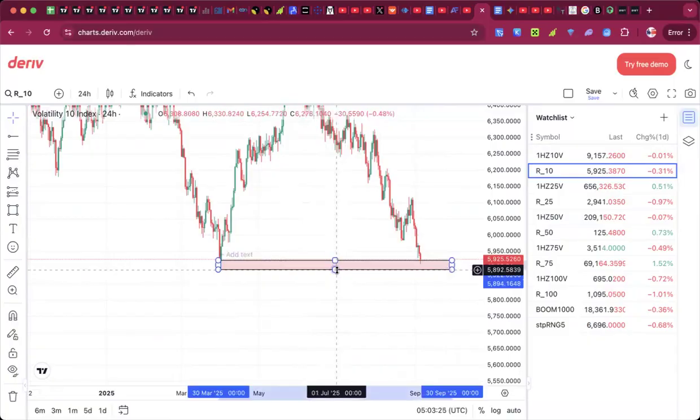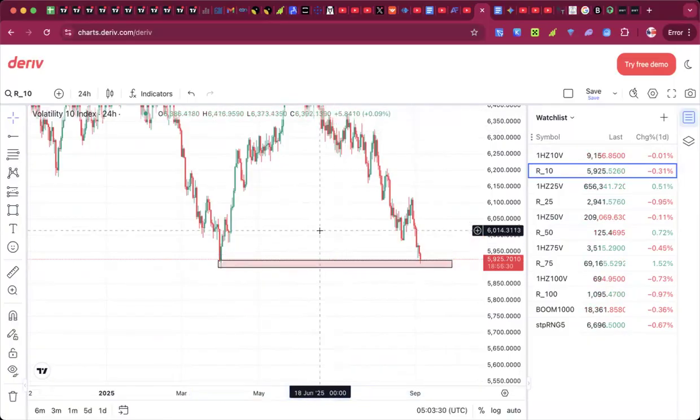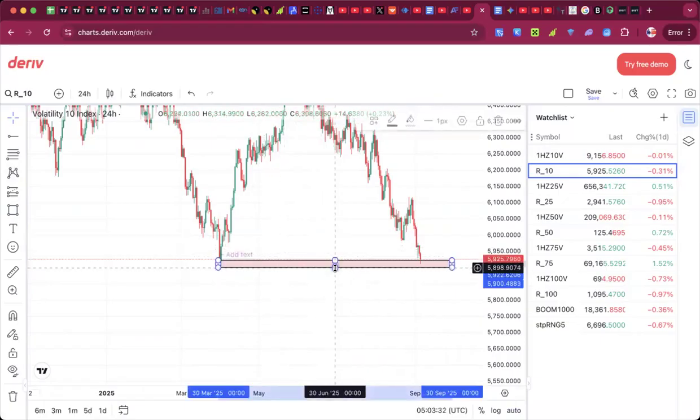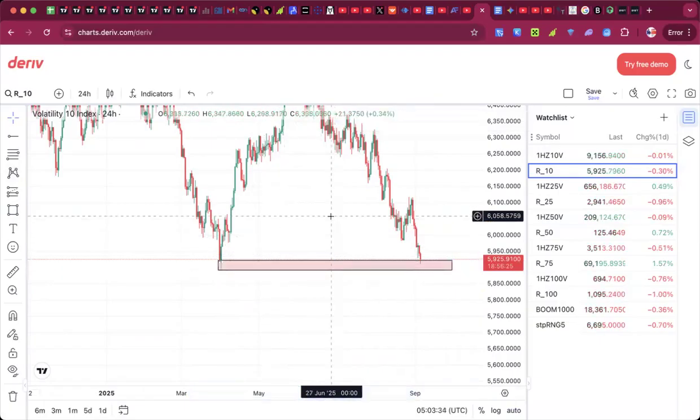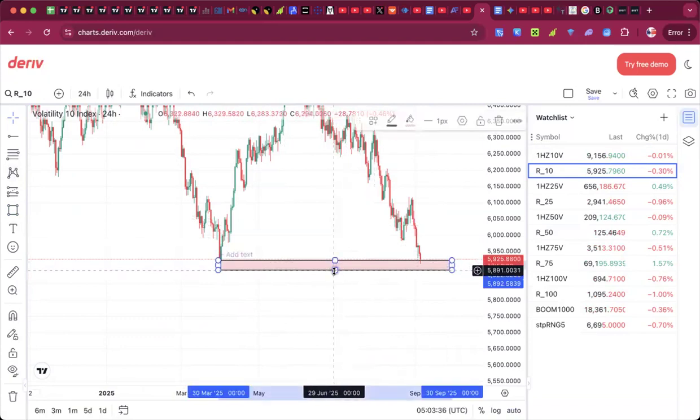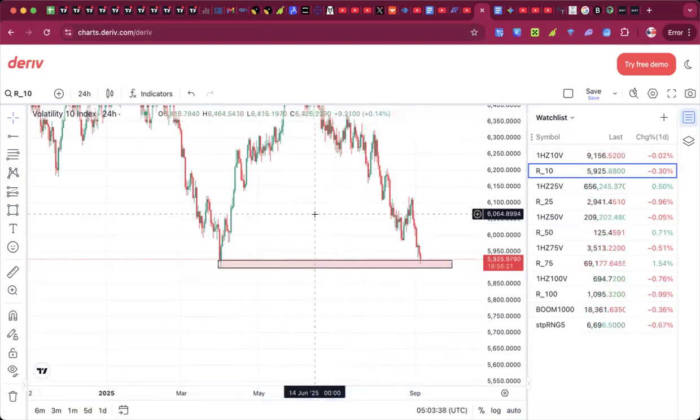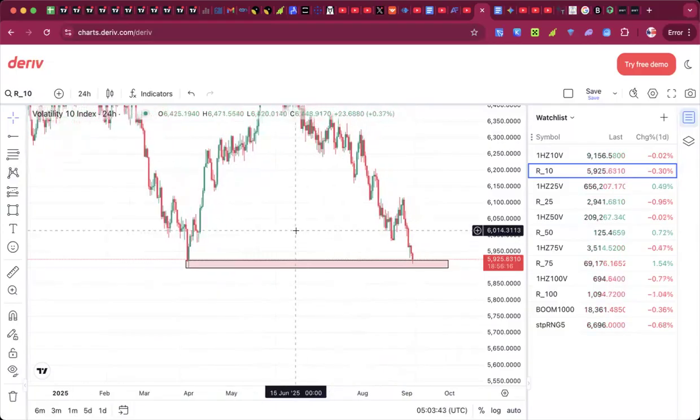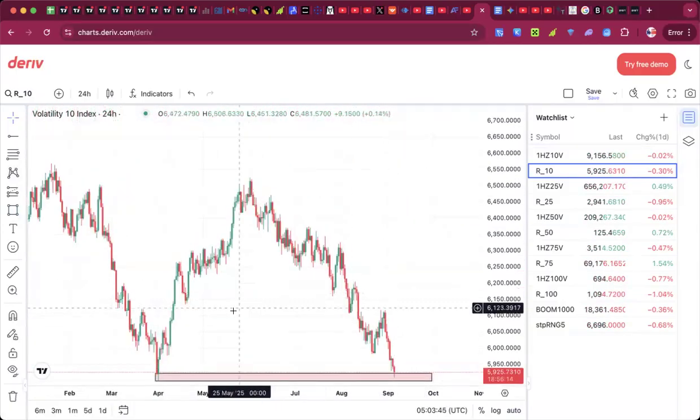Can you see? This is similar to the case of V75, but this is a good thing. This one is still just on top of it. That's not broken it.